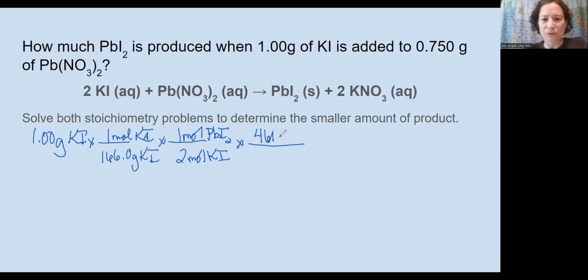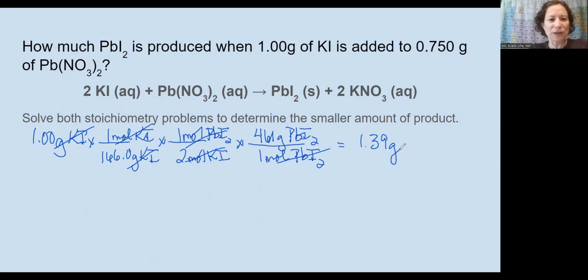So 461 grams of PbI2 makes 1 mole of PbI2. We can cancel. We're left with grams of PbI2, which is what the question's asking for. I get 1.39 grams of PbI2. All right, well, that's how much we could make if all the KI gets used up. But we're not sure if we'll use it all or if we'll run out of the other stuff.